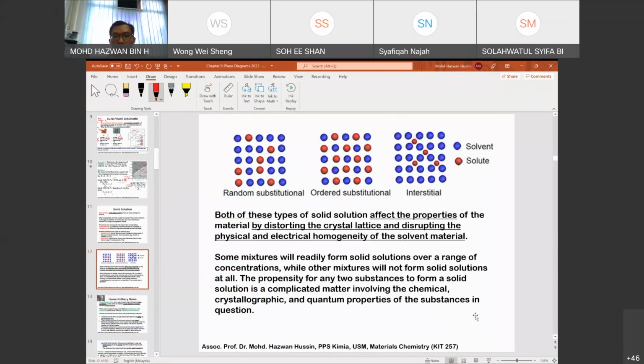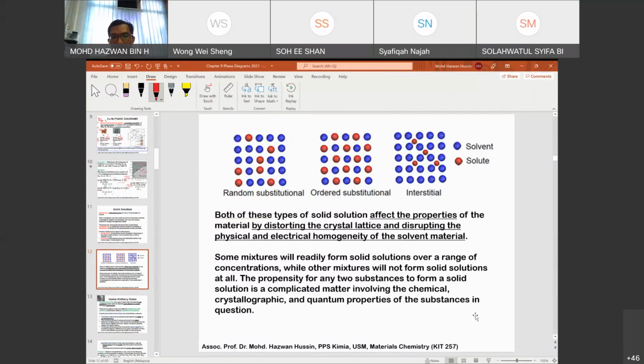Okay, both of these types of solid solution can affect the properties of the material by distorting the crystal lattice and disrupting the physical and electrical homogeneity. Some mixtures will readily form solid solution over a range of concentration, while other mixtures will not form solid solution.